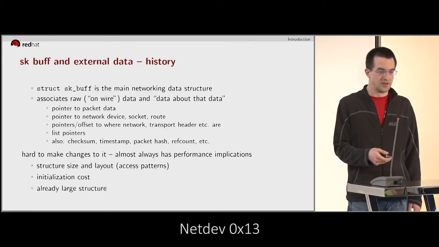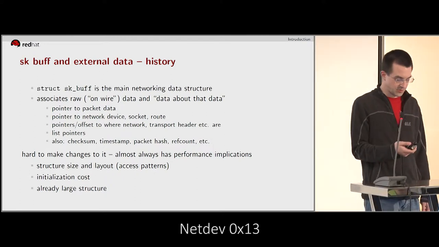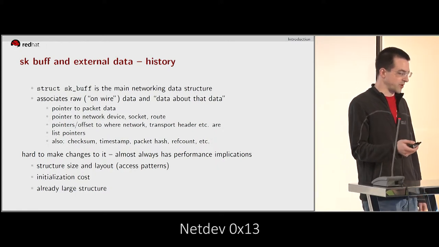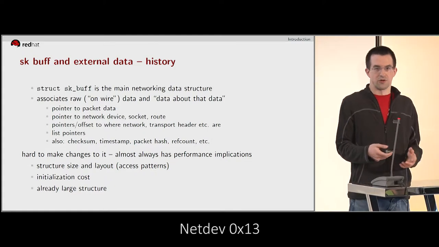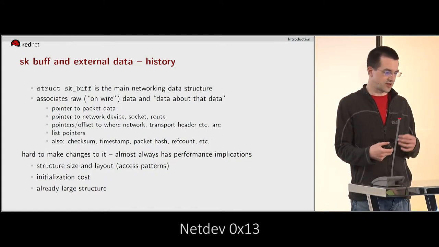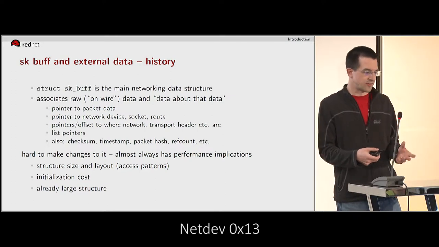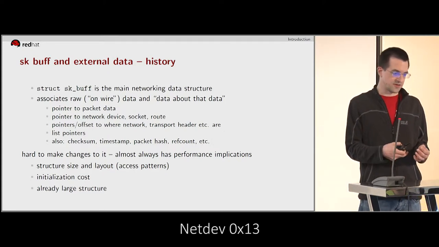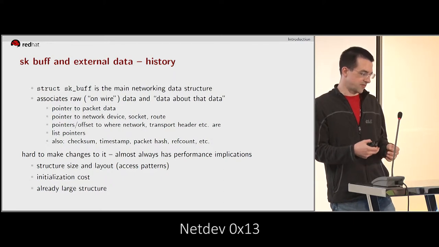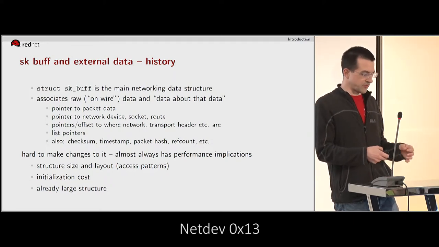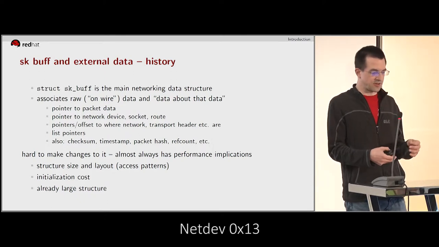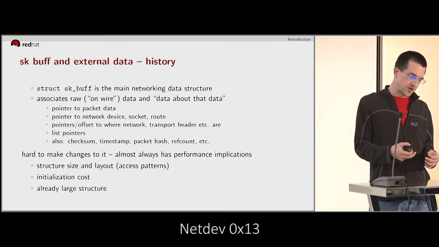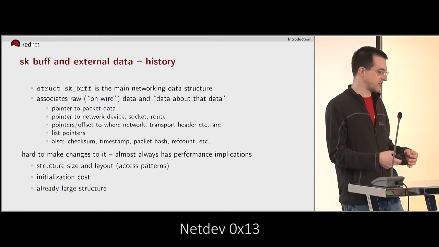First of all, SKBuf is the main data structure in the Linux network stack. If you take a look at the networking stack in Linux, you will see this SKBuf struct everywhere. Its purpose is to associate the raw data that comes in from a network device or that will be sent out to the network with the data about the data. For instance, it contains the device on which the packet arrived. It contains the socket the packet is associated with. It has pointers to the network offsets, to the transport offsets, and so on that get filled in as the packet is parsed in the networking stack.